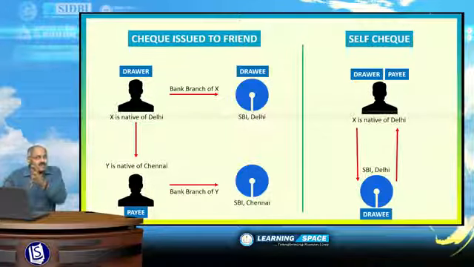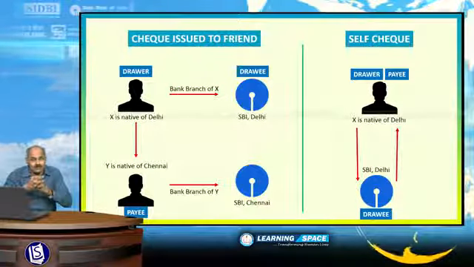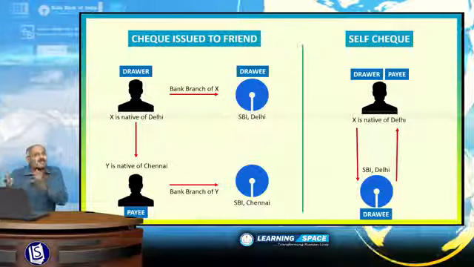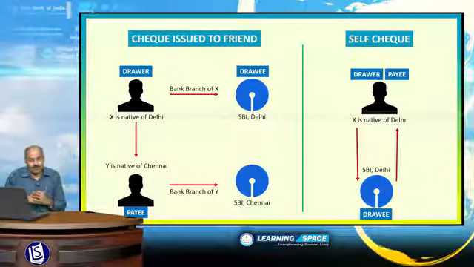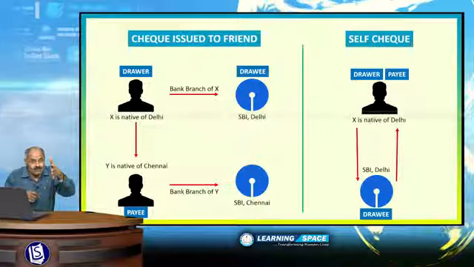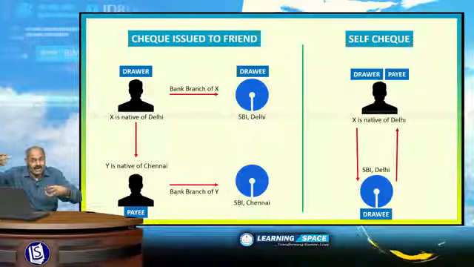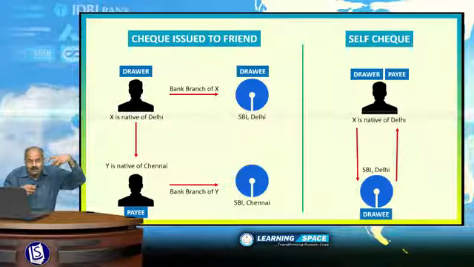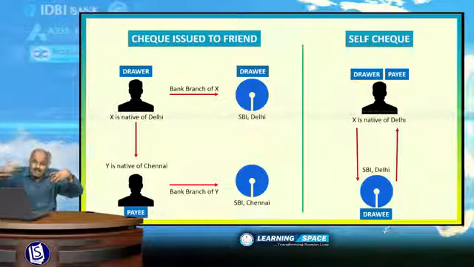Let us look at a situation when we are withdrawing money by going to the bank. That is known as a self check. So far I have discussed the left hand side illustration. Let us look at the illustration towards the right hand side. Here the illustration is a self check. I am withdrawing 1 lakh rupees by going to the bank. X is the person in Delhi, he is going to his branch SBI Delhi to withdraw 1 lakh rupees. Here the drawer is X, the drawee is SBI Delhi and the payee is also the drawer because he himself is withdrawing.